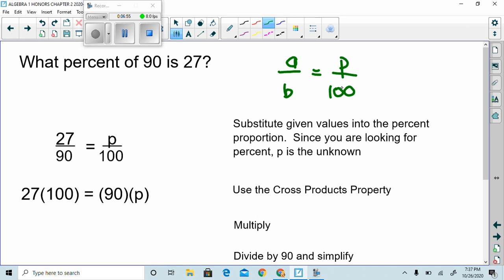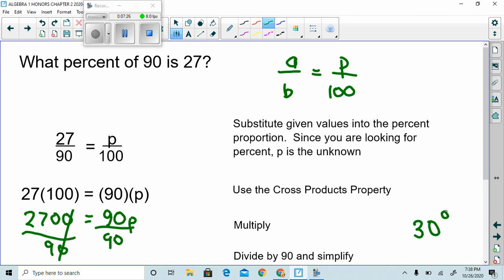Again, part to total. We'll now use the cross products property by multiplying the extremes, 25 times 100 and 90 times P. We'll go ahead and multiply this out. Again, these are easy calculations. Then we'll divide both sides by 90. And I could easily cross out some zeros here, and I then divide, and I'll see that this is going to be 30%. If I'm looking for a percent, I must include that symbol in my answer.